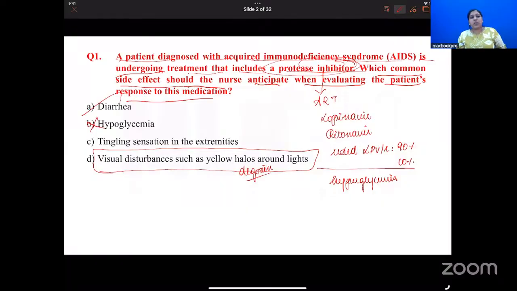To be very specific, what is the therapeutic level of your digoxin, and when do we say it is a toxic level? The therapeutic level of digoxin is 0.5 to 0.9 ng per ml. When it goes more than 0.9 ng per ml, we say it is toxicity.